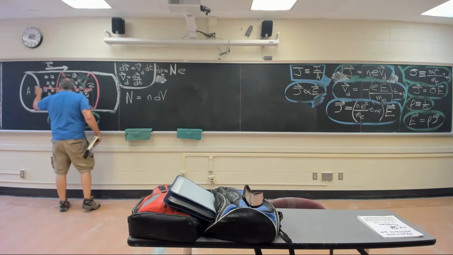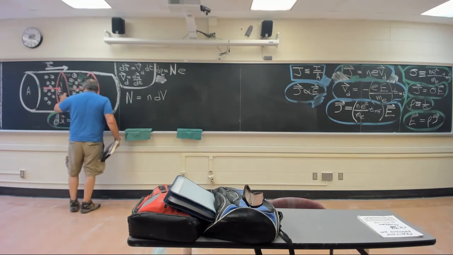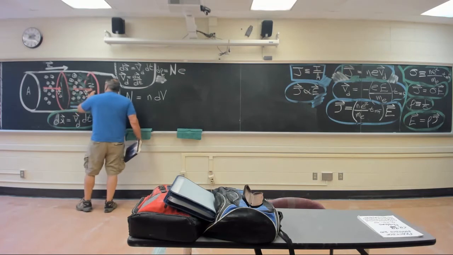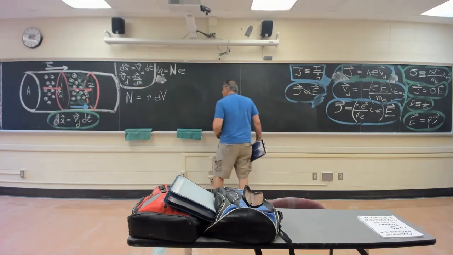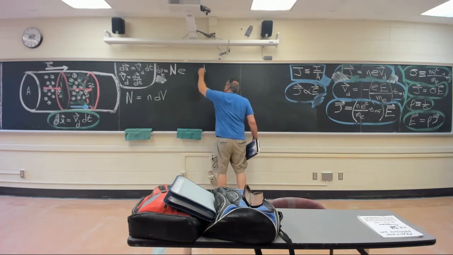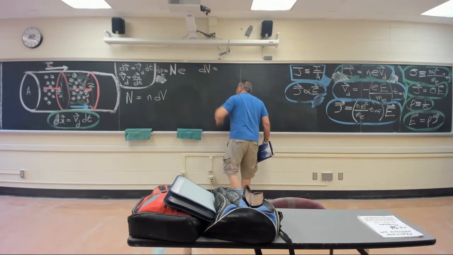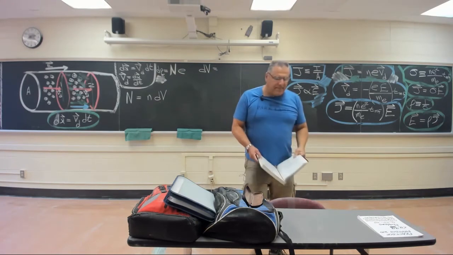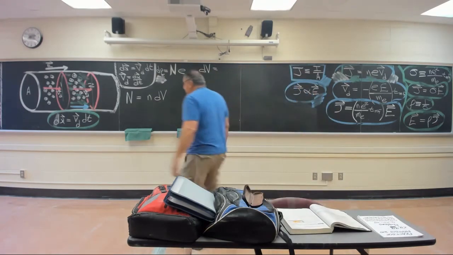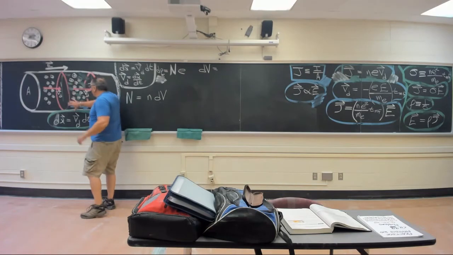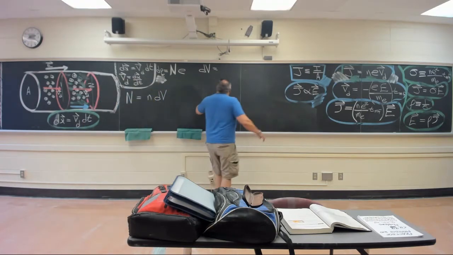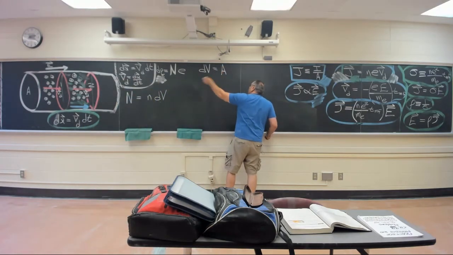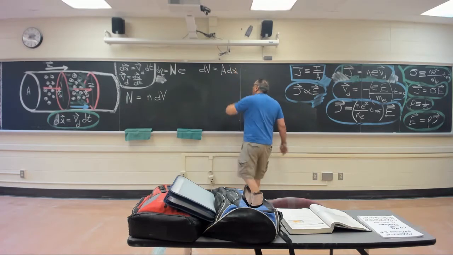Capital A is the cross-sectional area here, and also the cross-sectional area here, and also capital A, the cross-sectional area there, for our purposes. So what's going on here? Well, they're saying that the delta V, this seemingly huge thing, we've just blown up and are looking at a small portion of it. What is delta V? It's the cross-sectional area times the length.